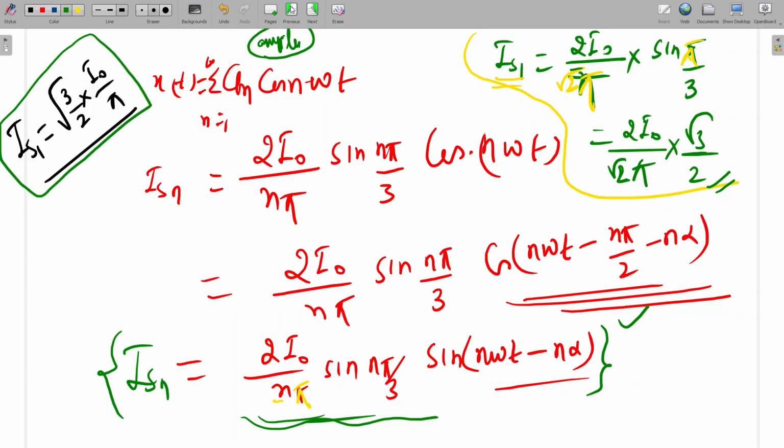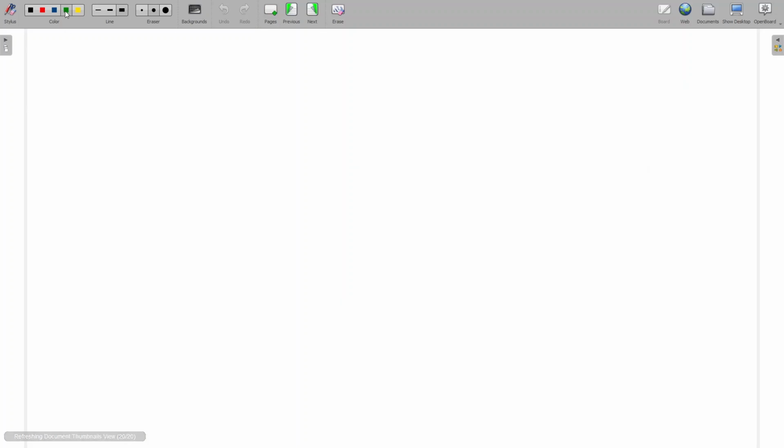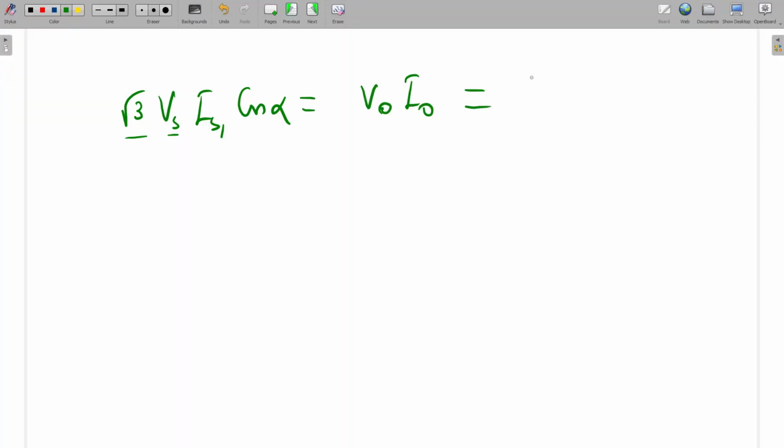Now we can verify this formula by making the power balance equation. Like how to memorize this one, that I will tell. So let's say I am equating the power. So we can say root 3 into Vs IS1 cos alpha, let's say line to line voltage I am doing, should be equal to V naught I naught. And what is V naught? V naught is equal to 3 VML upon pi into cos alpha into I naught. This is the formula. Is it clear up to now?